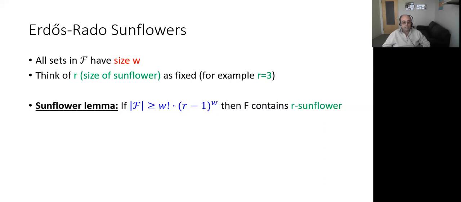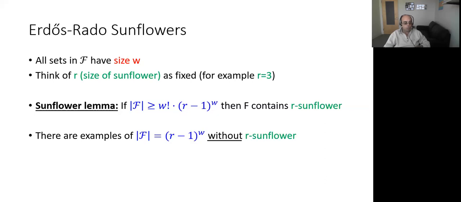And what they asked is, is this tight? One thing they observed is that there are examples of exponential size set systems that don't have R sunflowers. Here's one concrete example. Think of your universe as having W times R minus 1 elements, and you break them into buckets of size R minus 1, and your sets have exactly one element in each bucket. You can do the math and see this set system has R minus 1 to the W sets, and it does not have an R sunflower. So what they proved is that the sunflower lemma is tight up to this W factorial factor.